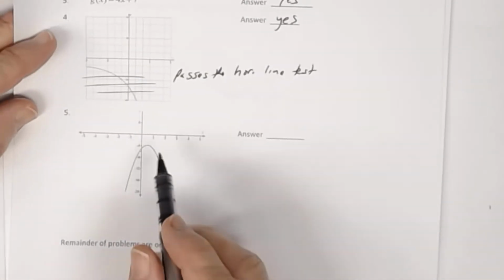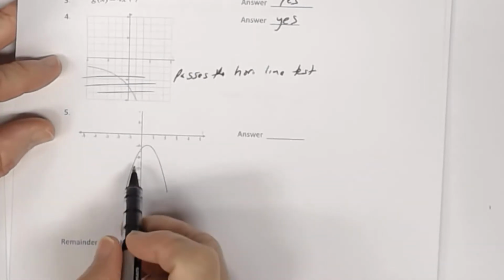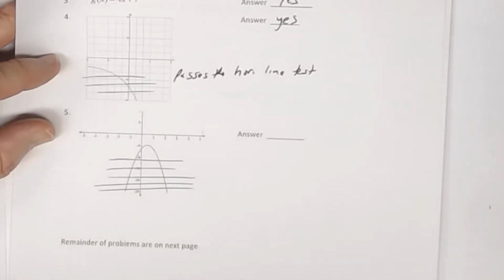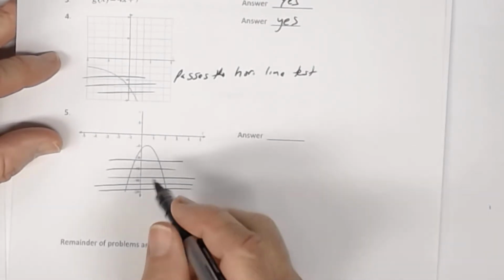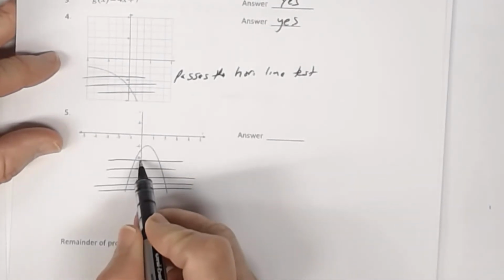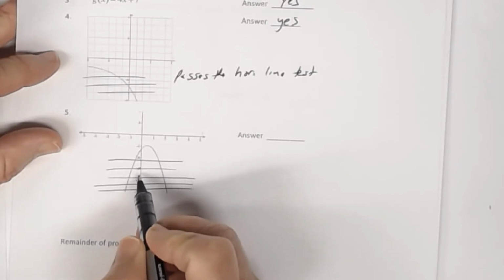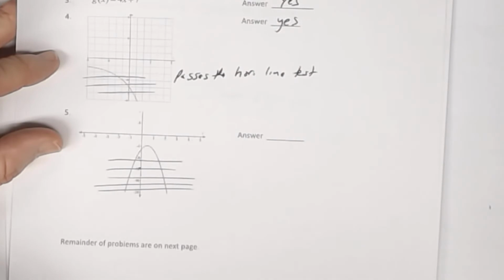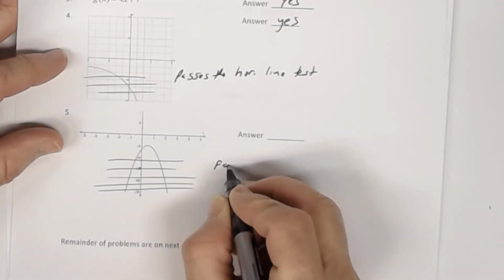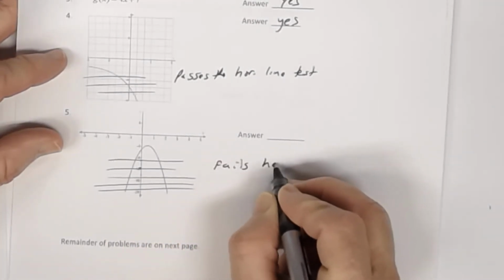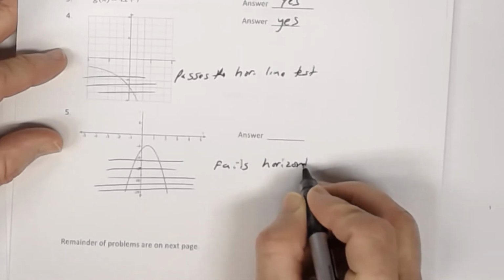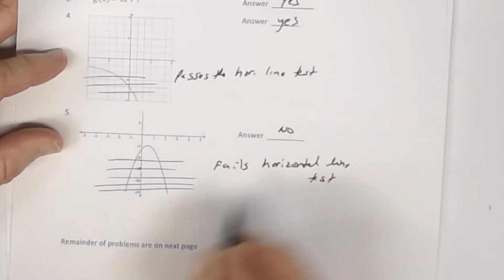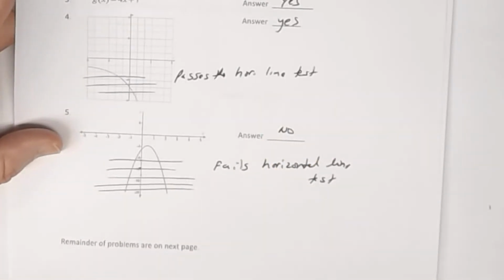Number 5 is a quadratic function, and so notice that in multiple places it fails the horizontal line test. So notice that for this y value right here, for this y value, and even this y value and this y value, there are 2 x coordinates. So it fails the horizontal line test, and therefore it is not a one-to-one function.